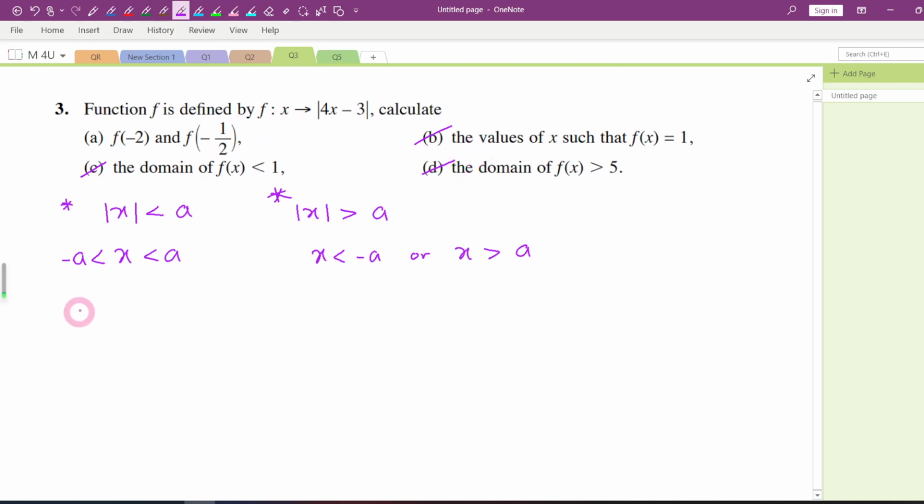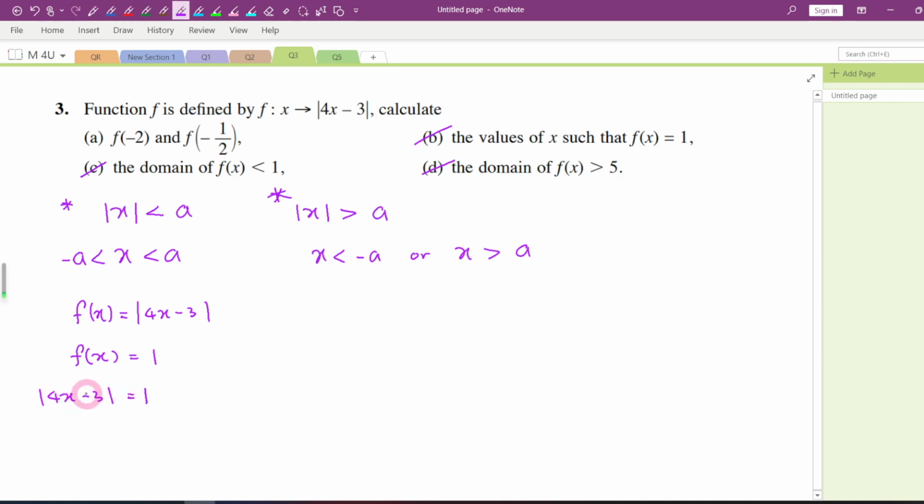f of x is equal to modulus 4x minus 3. We want to find the value of x such that f of x is equal to 1. F of x is equal to 1 means that this thing is equal to 1, right? Modulus 4x minus 3 is equal to 1.